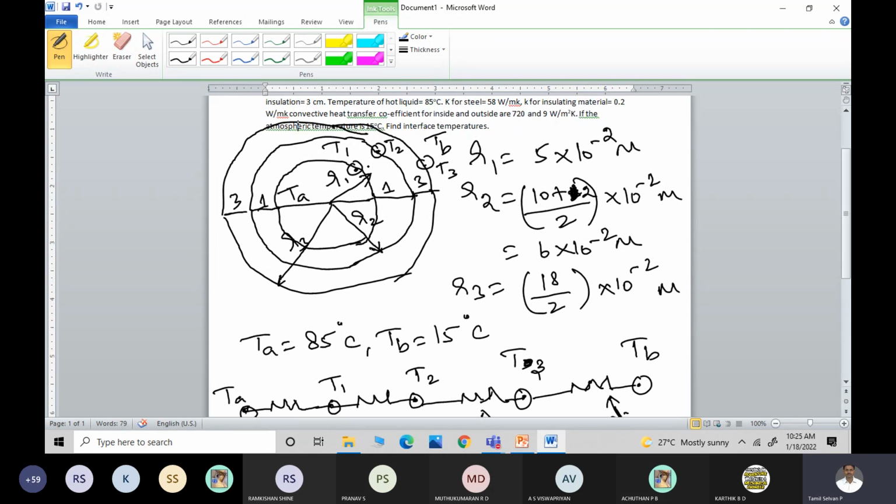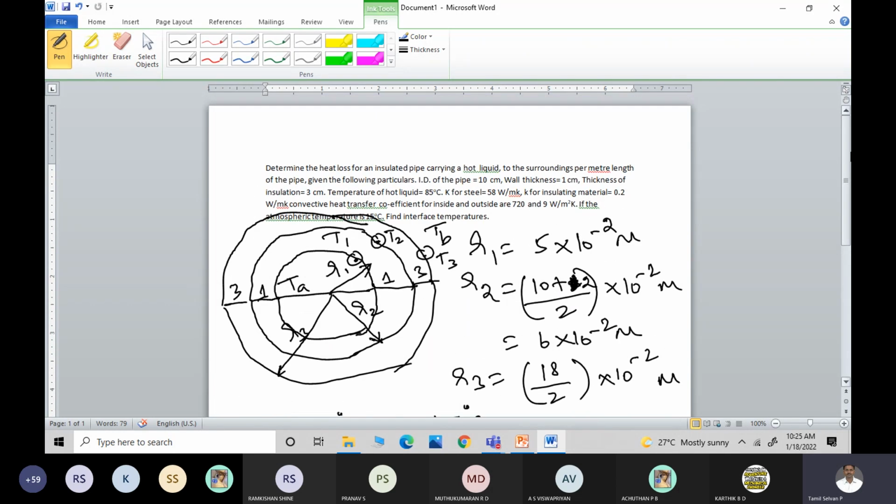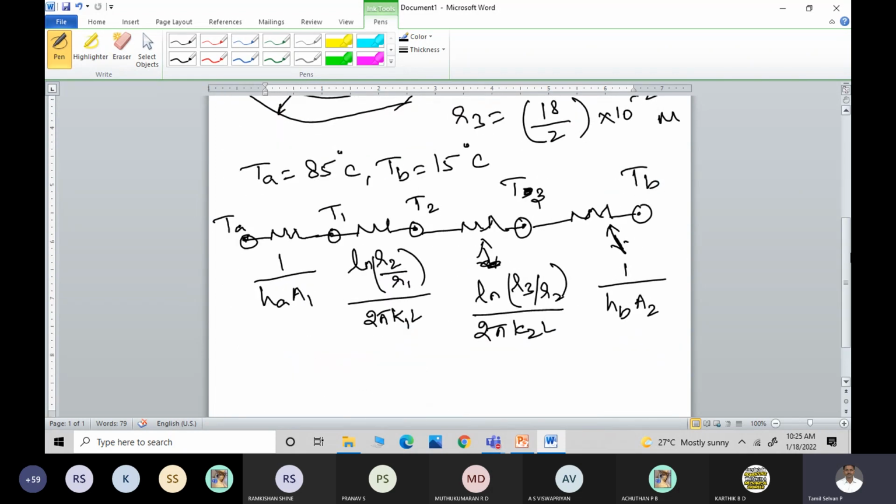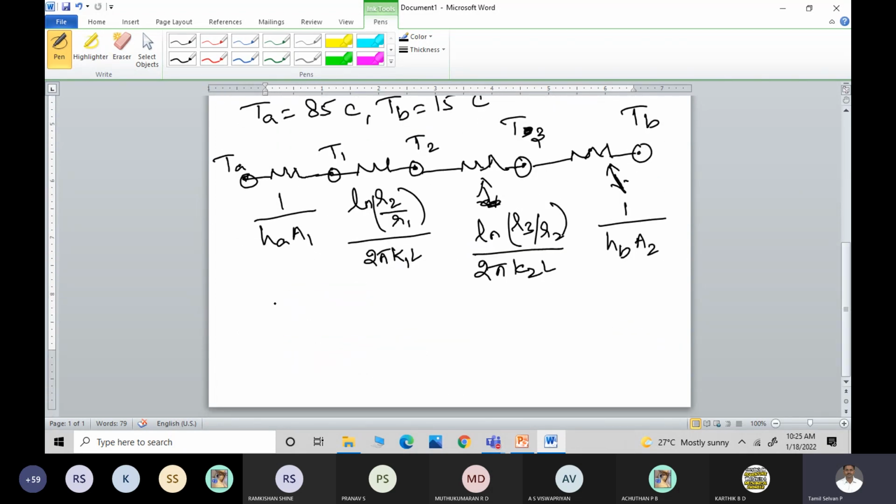Let me check it out. T1 minus T2 divided by natural log of R1 by R2, and then T2 minus T3 divided by natural log of R3 by R2 divided by 2. Okay, fine. Very good. And what about the thermal conductivity values? 58 for steel and insulating material is 0.2. Now you have to substitute and find out all the resistances. Now we know that the net heat transferred is TA minus TB divided by the sum of all the resistances. Is it okay, ma? Yes, sir.